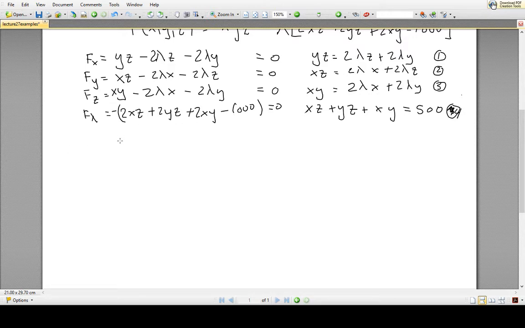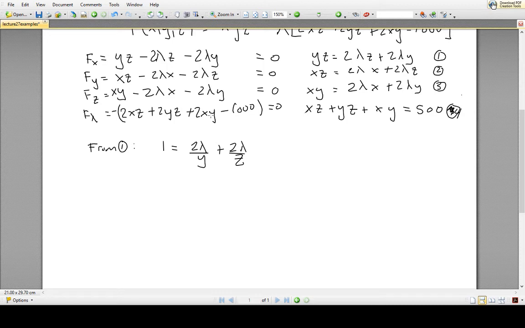So I'm going to take the first equation and divide it by yz. So from equation 1, if I divide equation 1 by yz, I get 1 is equal to 2 lambda over y plus 2 lambda over z. The reason I get that is dividing the left-hand side by yz.